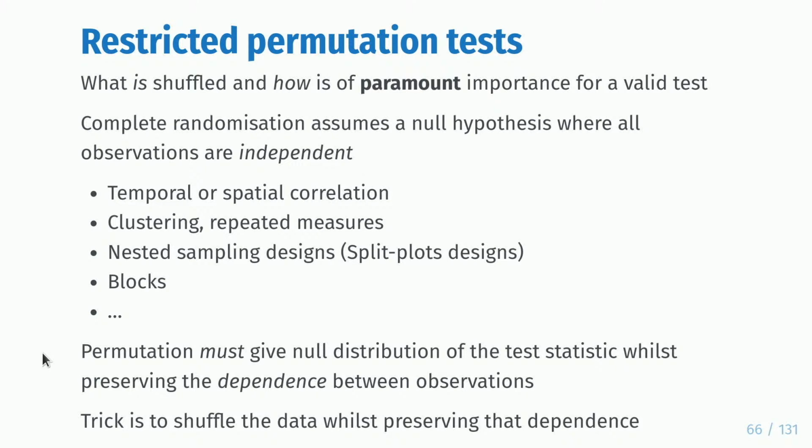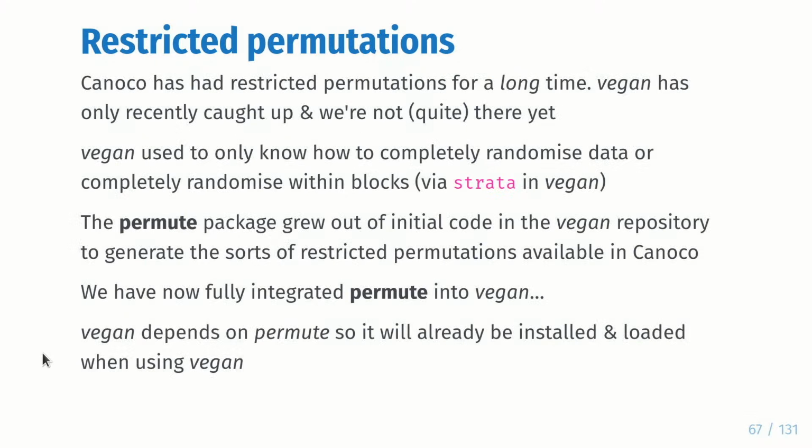But if we have temporal or spatial correlation in our data, clustering or repeated measures, or a nested sampling design with whole plots and split plots, then that won't be true. We might have blocks of samples that we don't want to exchange observations with. Those things all need to be taken into account when we do our permutation test. If we just randomly permute time series data or clustered data or data collected in a certain experimental design, then those observations aren't independent anymore. There is dependency, so we have to shuffle the data in a way that maintains that structure and dependence, conditional on the model.